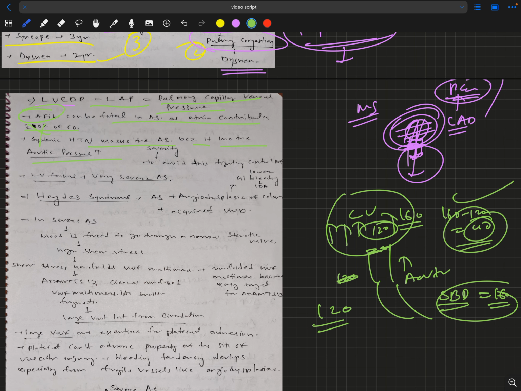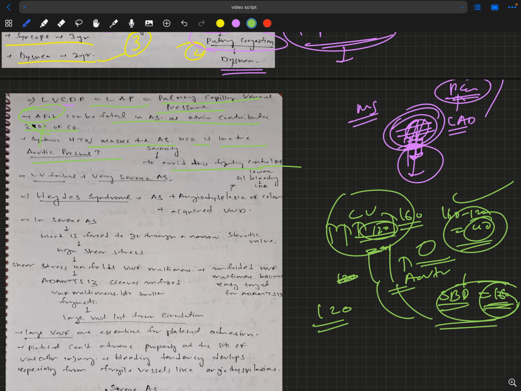But if this patient has developed systemic hypertension, now his systolic blood pressure is 160, and if we calculate the mean transvalvular pressure gradient, it is 0. It is 160 here, and it is also 160 there due to systemic hypertension. So systemic hypertension can mask aortic stenosis because it increases the aortic pressure. To avoid this, tightly control the BP.